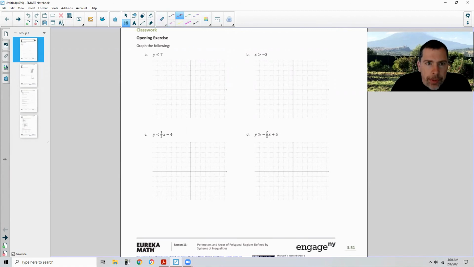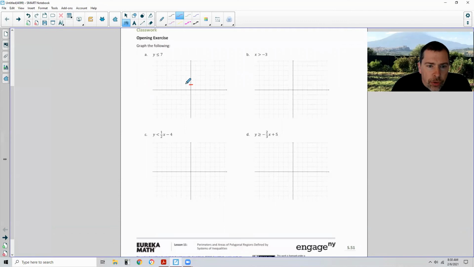where's my pen? There we go. The first thing I see is they give us an example that doesn't fit the graph if we're using squares as one unit of measurement. So let's go with 2, 4, 6, 8. So y is less than or equal to 7.